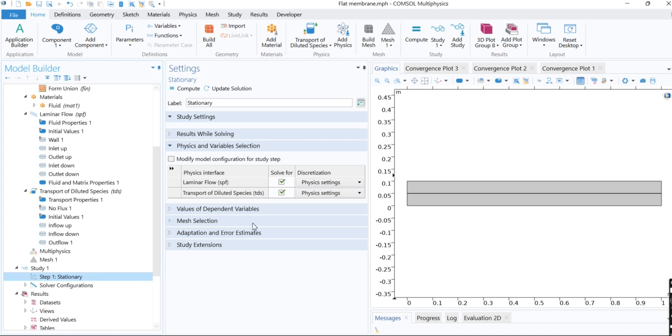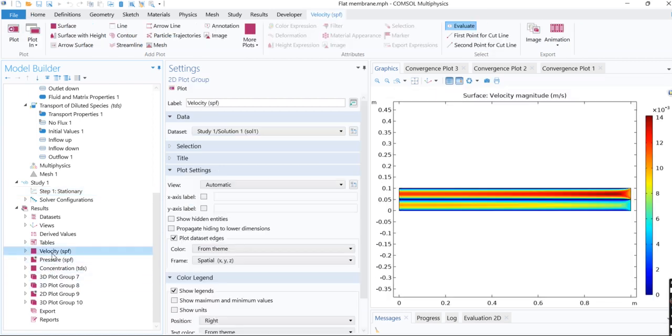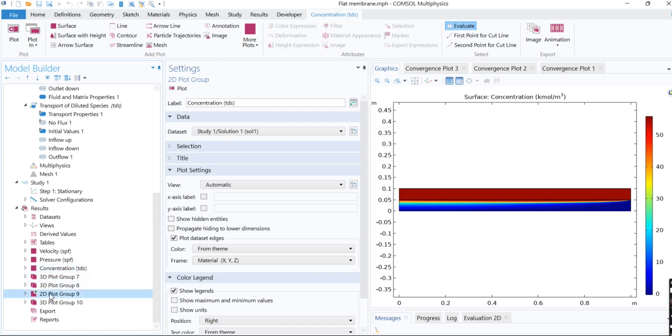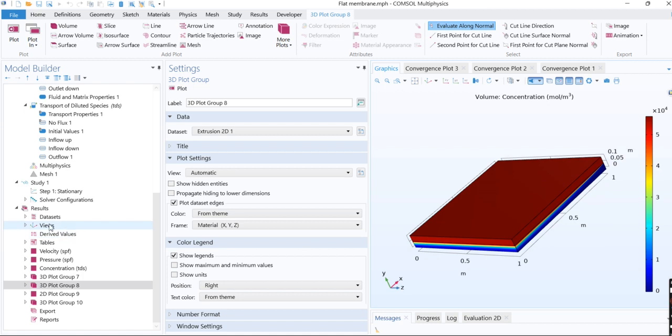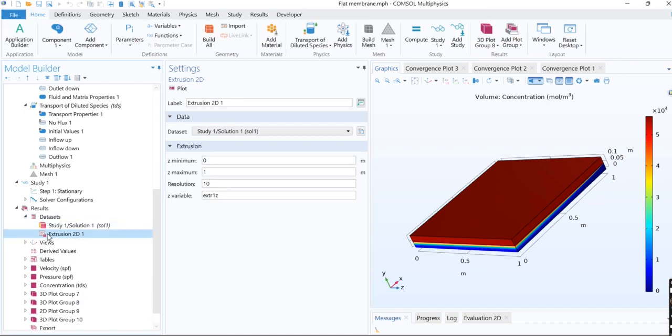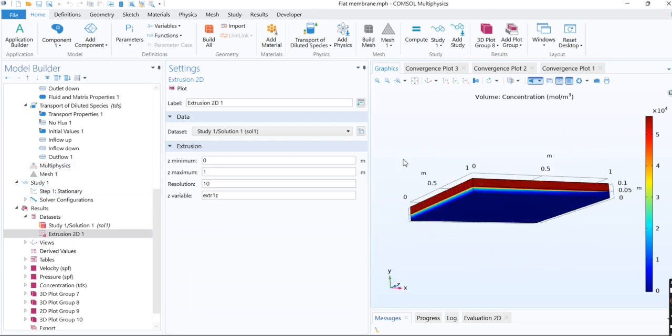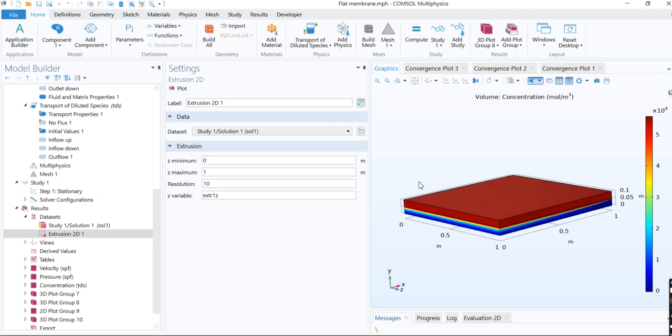After running the system, we're using a stationary feature, so we can reach the results that we calculated. It would be the velocity profile, pressure, concentration, and it's a 3D profile that we have. We used an extrusion feature to extend the 2D plot to the 3D plot. So we are able to draw a 3D plot using a 2D plot simulation.